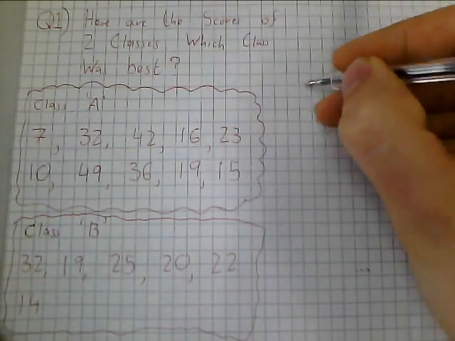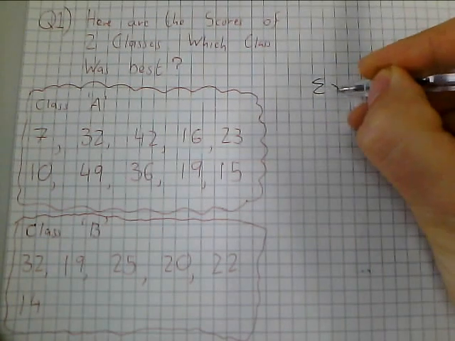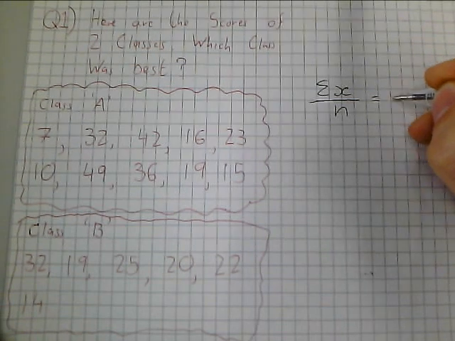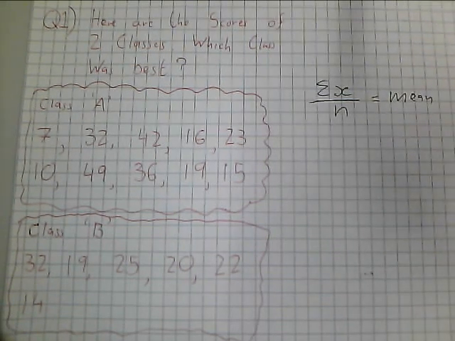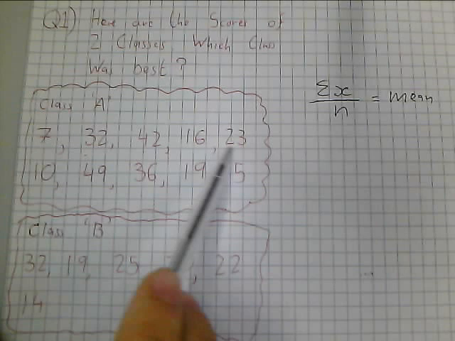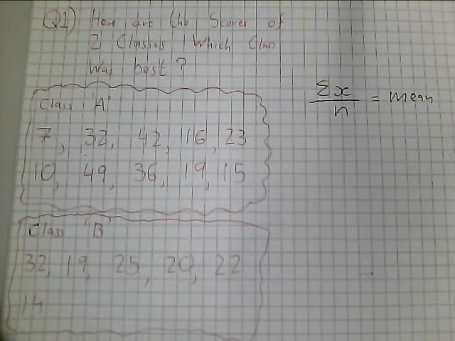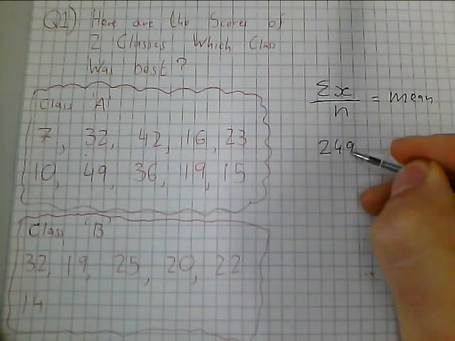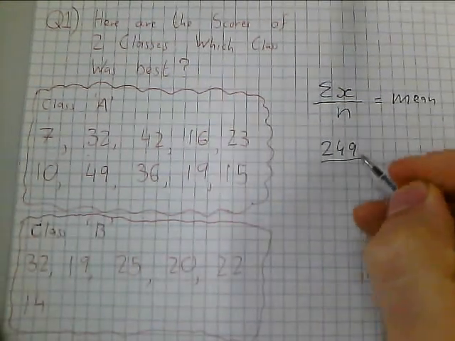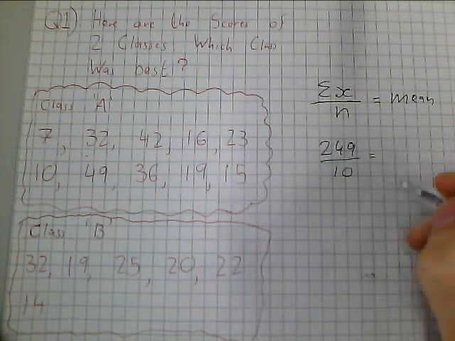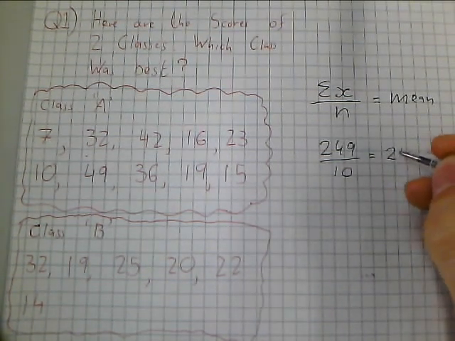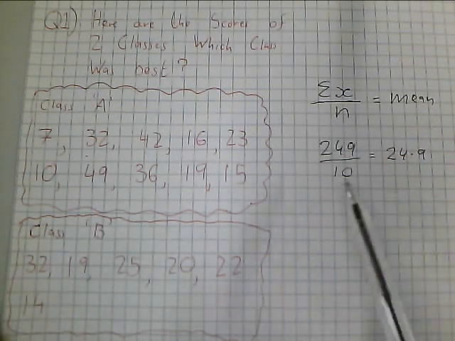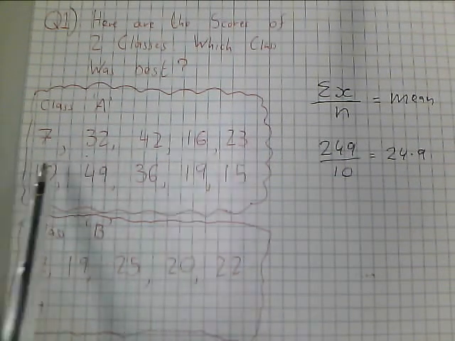We know that the mean average is the sum of all of our data divided by how many numbers there are. This gives us the mean average. So we add up all of our numbers, and once you've done that, we should get an answer of 249. There are 10 numbers, so divide that by 10. The mean average for this one is 24.9.